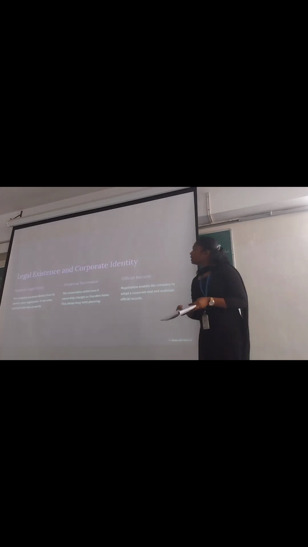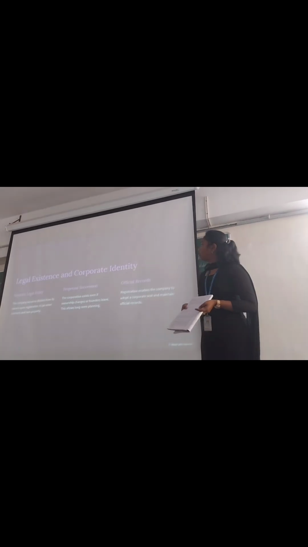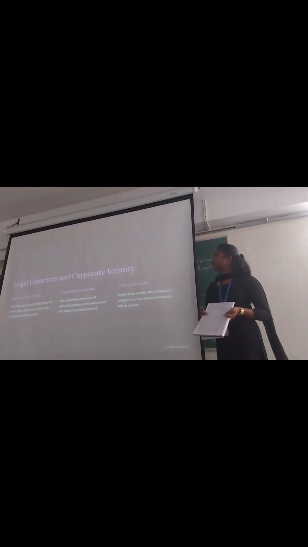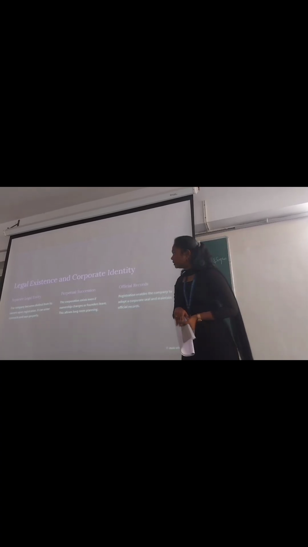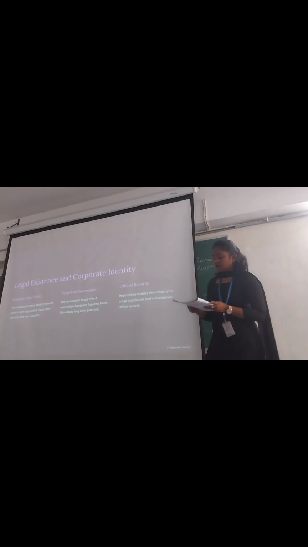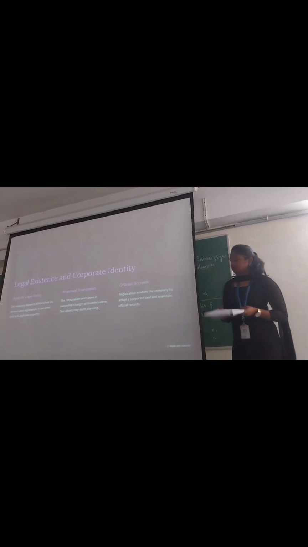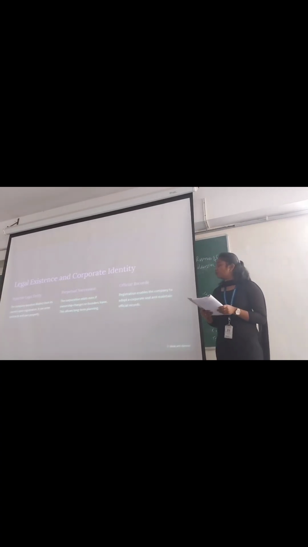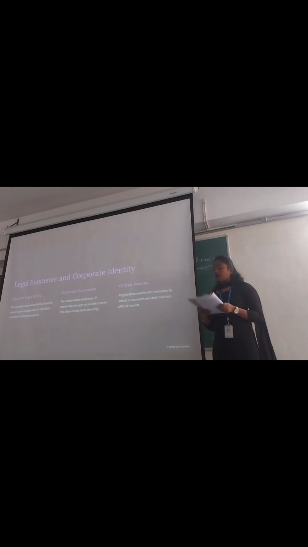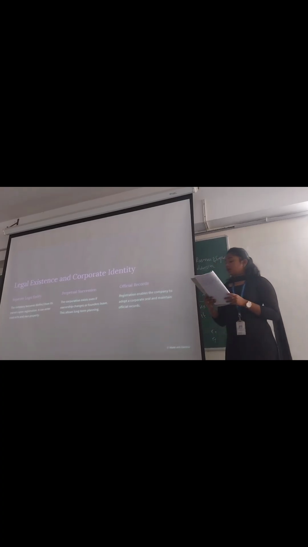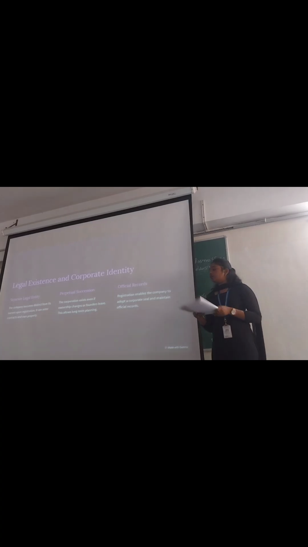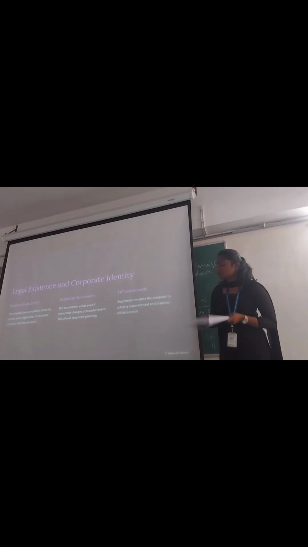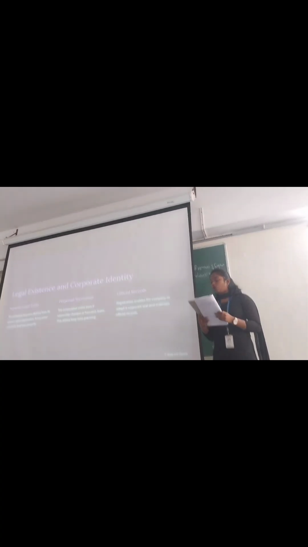The next one is legal existence and corporate identity. There are three types of legal existence and corporate identity. The first one is a separate legal entity. Separate legal entity means it has some of the same rights in law as a person. For example, able to enter contracts, to sue and be sued, and own property.